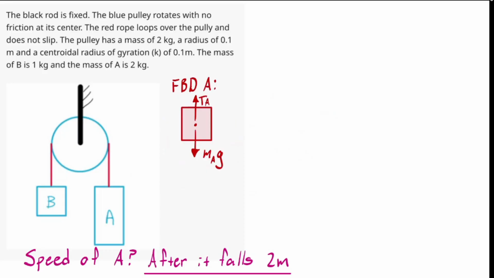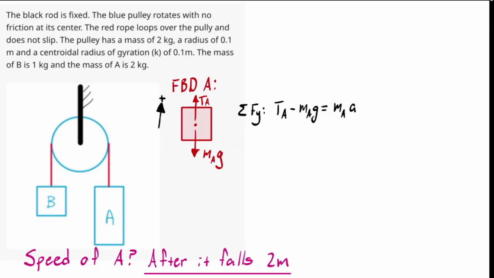Can we sum forces here? Yes, we can. We'll sum them in the y direction, the only direction we have. We'll assume upwards is positive. So TA minus mAg equals the mass of A times the acceleration of A. This acceleration is what we're looking for. So we have this one equation with two variables, so we can't solve it just yet. Let's see what we can do with another free body diagram.